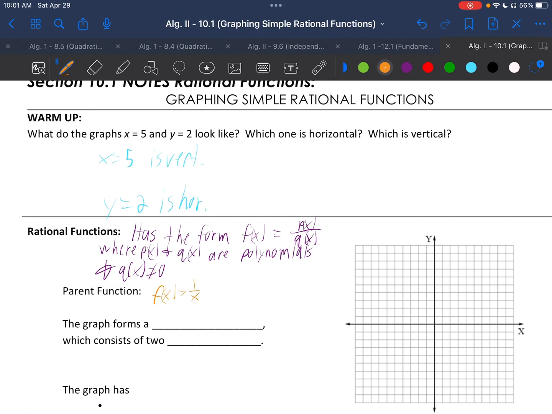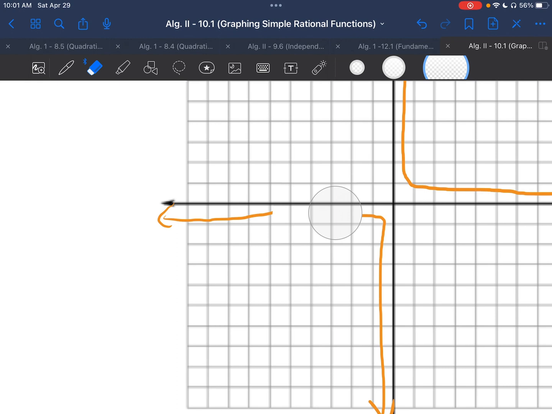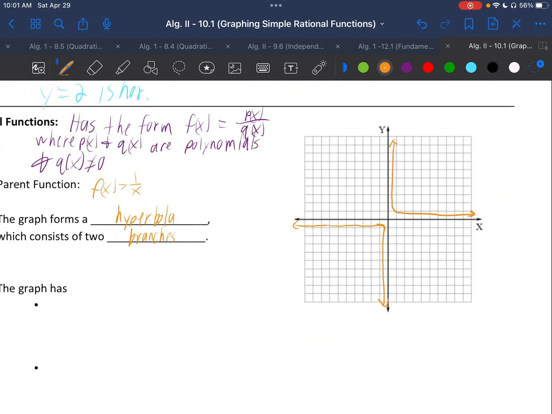This graph forms what we call a hyperbola, and it consists of two branches. That's what a hyperbola means. And so if we draw this graph here, it looks something like this. Knowing mine's not perfect, like for example, this down here wouldn't have this little stretch where it goes up. It would actually just go slightly down over time. And so these sections of the graph never touch.